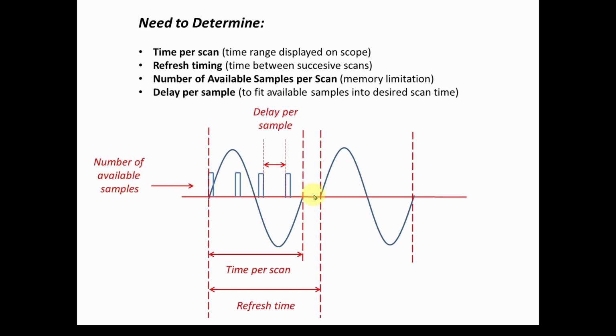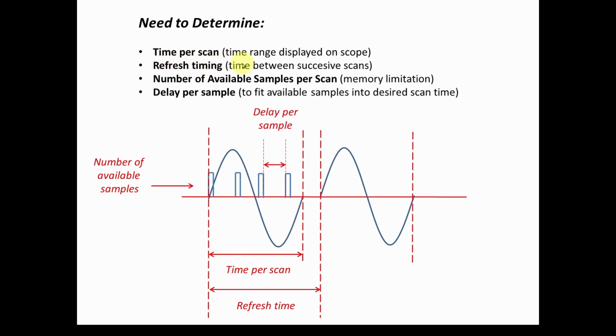Then we're going to have some buffer time to make sure we don't start a new scan too early, which means we're going to have to figure out what the refresh time is. So I send a request here. What's the refresh time when I send the next request for data? We're going to have to get all these timing things figured out. We're going to need the time per scan, which is basically the time range displayed on the scope.